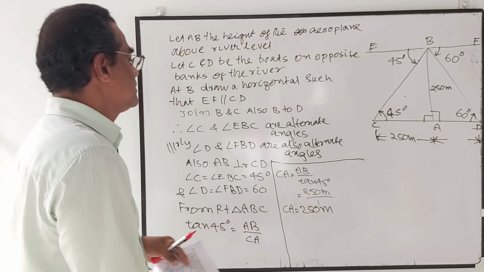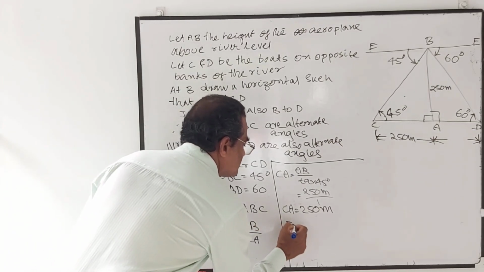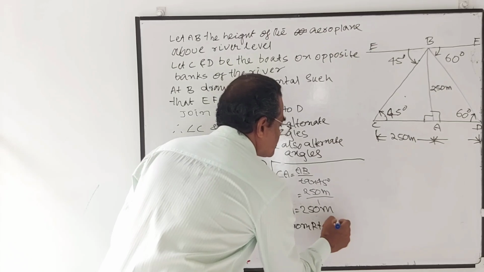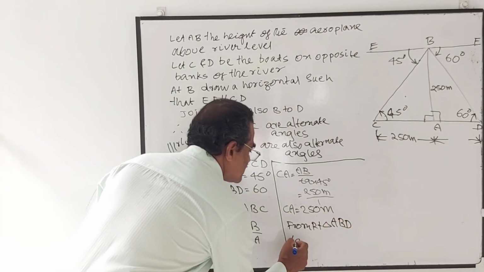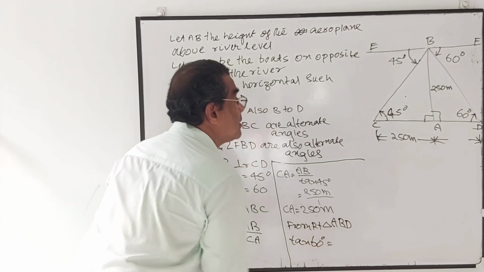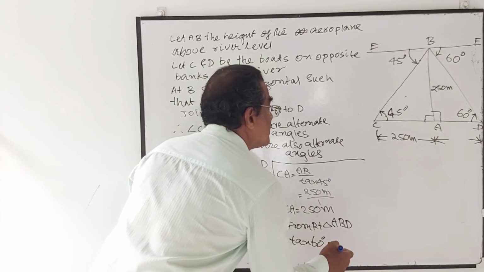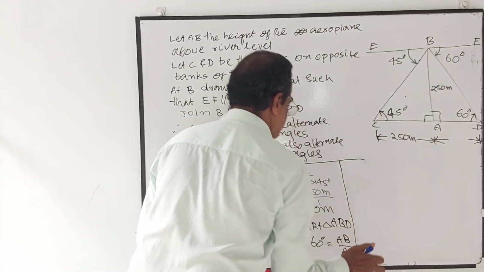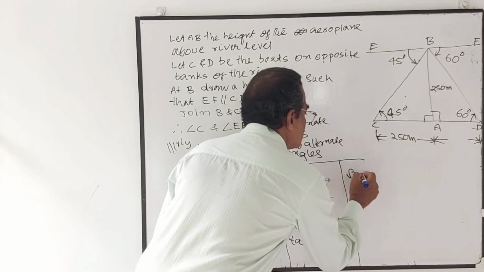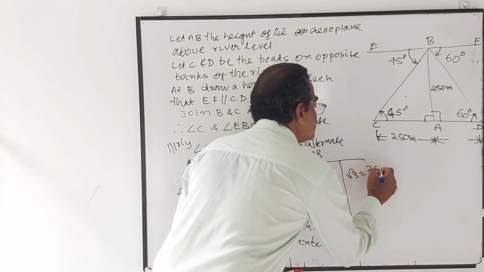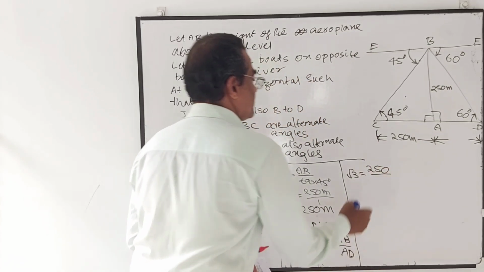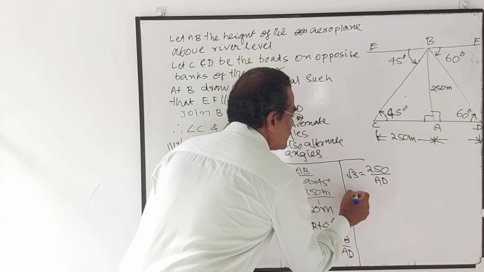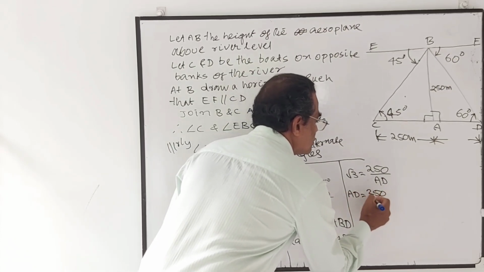In the same way, let us consider this triangle and find out this distance AD. For that, we need to consider tan 60 degree. From right triangle ABD, tan 60 degree equal to AB by AD. Tan 60 is root 3. Root 3 equal to AB, which is 250, divided by AD. Moving AD across, AD will be equal to 250 divided by root 3.